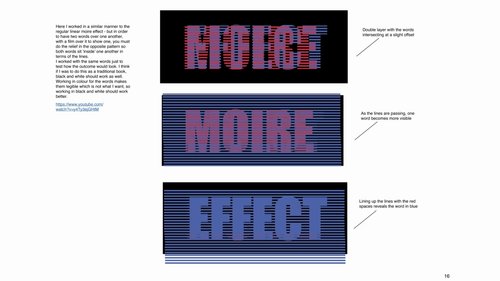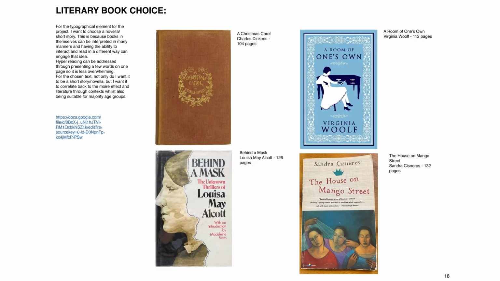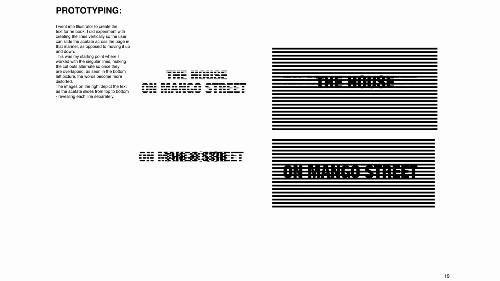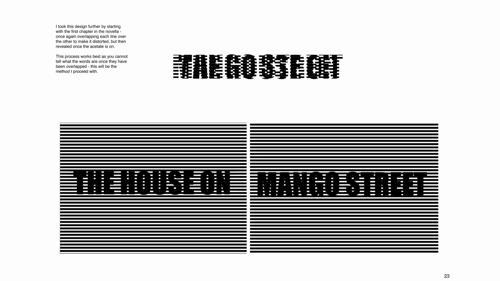These designers helped me develop my idea, so I experimented in Illustrator to create a similar effect to Semperi. From this, I was able to identify a specific target audience, which I then picked a piece of text to correspond to. I followed with some prototyping, using the text from the novella, working with the lines being vertical and horizontal over the text. I figured that the horizontal lines worked better as they seemed more legible.